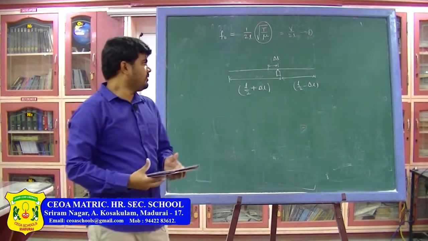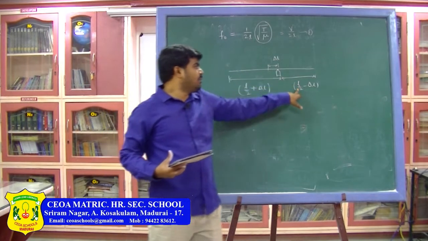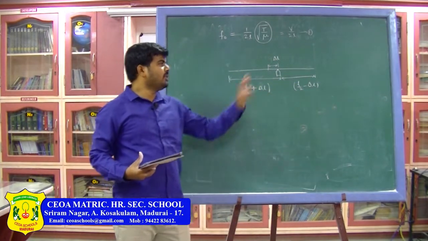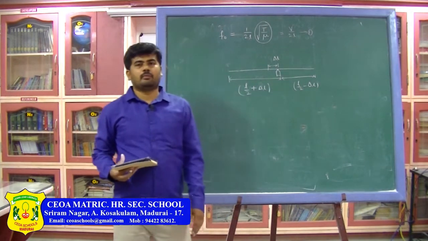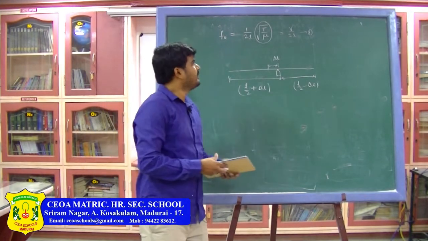Now, the question is, if these portions, L by 2 plus delta L and L by 2 minus delta L, are set into vibrations, then find the beat frequency. Remember, they are vibrating in their fundamental mode. So we have to find the beat frequency. Now, let us calculate that beat frequency.